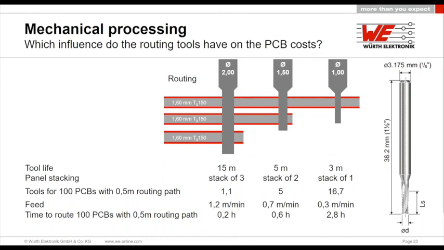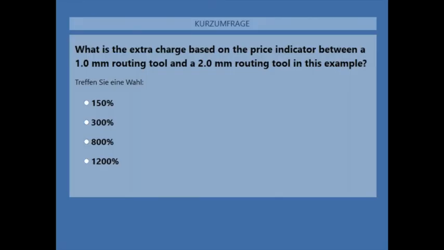And now again, we have another poll for you. I want to ask you another question. What do you think the extra charge is, based on the price indication, between a 1.0 millimeter routing tool compared to a 2.0 millimeter routing tool? Again, I give you the times. It's 0.2 hours for the 2 millimeter, it's 0.6 hours for the 1.5 millimeter, and it's 2.8 hours for the 1 millimeter routing tool. So please decide and vote what is the additional cost when you change from 2 millimeter to 1 millimeter. Please make your vote.